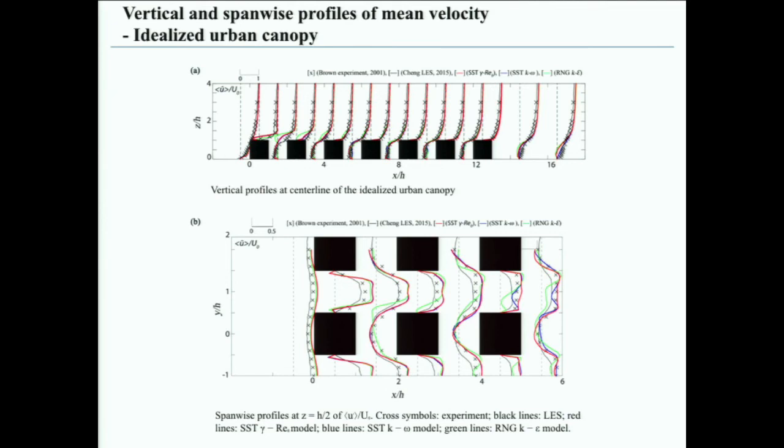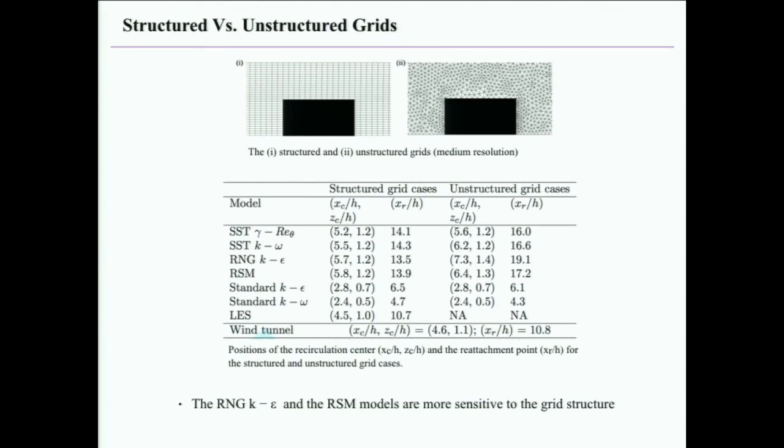And we find that the model that we developed, the SSD, is a four-equation model, SSD gamma, based on intermittency and Reynolds theta thickness. It performs better and is almost close to our LES, which is the black line here, as you can see. So we keep this and we go further and check structured versus unstructured grids.